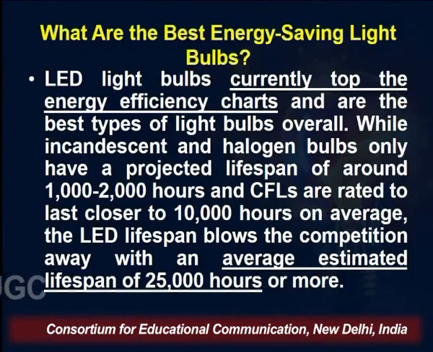What is the best energy saving light bulb? If we talk about nowadays, we can say that it is the LED. The LED bulb is the best energy saving light bulb, and LED light bulbs currently top the energy efficiency charts and are the best type of light bulb overall, while incandescent and halogen lamps only have a projected lifespan of around 1000 to 2000 hours, and CFLs are rated at 10,000 hours on average. But the LED lifespan blows the competition away, with an average estimated lifespan of 25,000 hours or more.